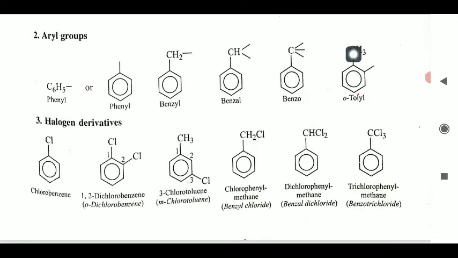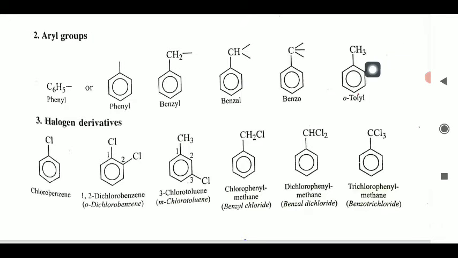Now, for the benzene ring, the position at which the side chain or any functional group is attached to the ring directly is referred to as the first carbon, and the next carbon after the first carbon is known as the ortho position.